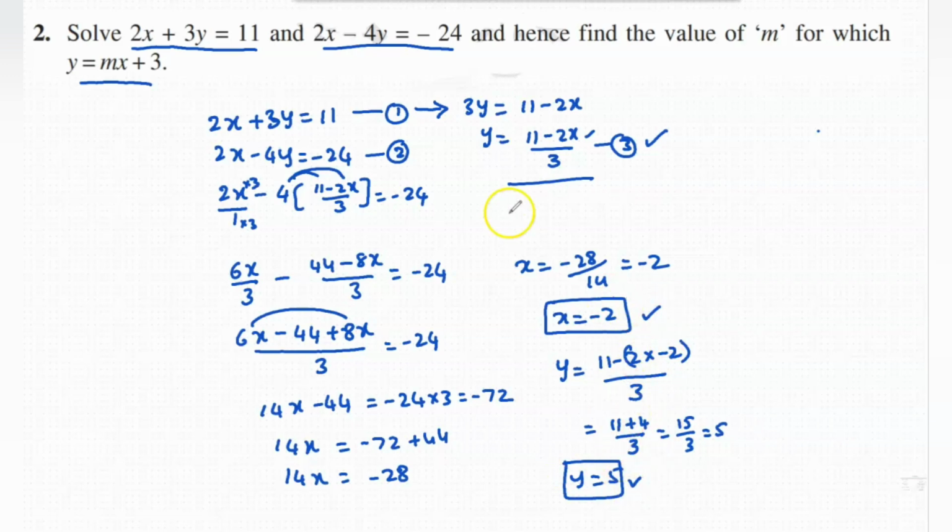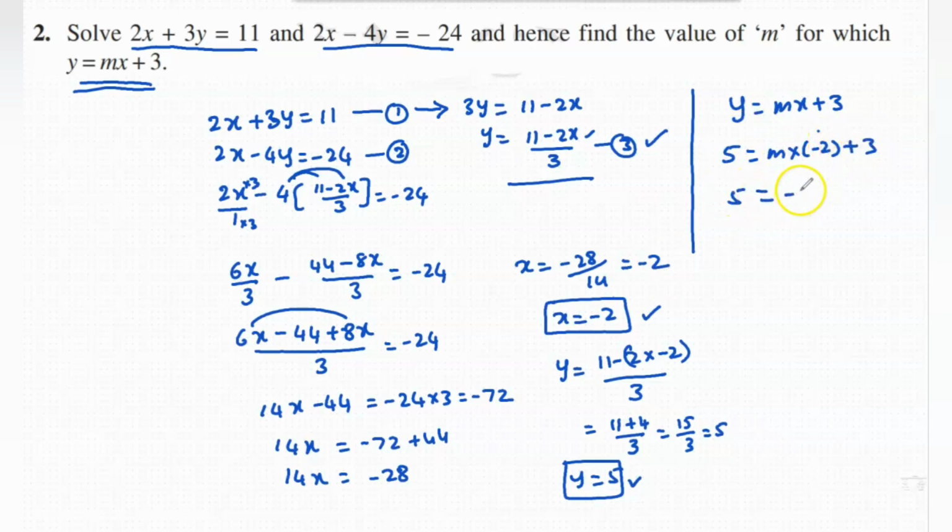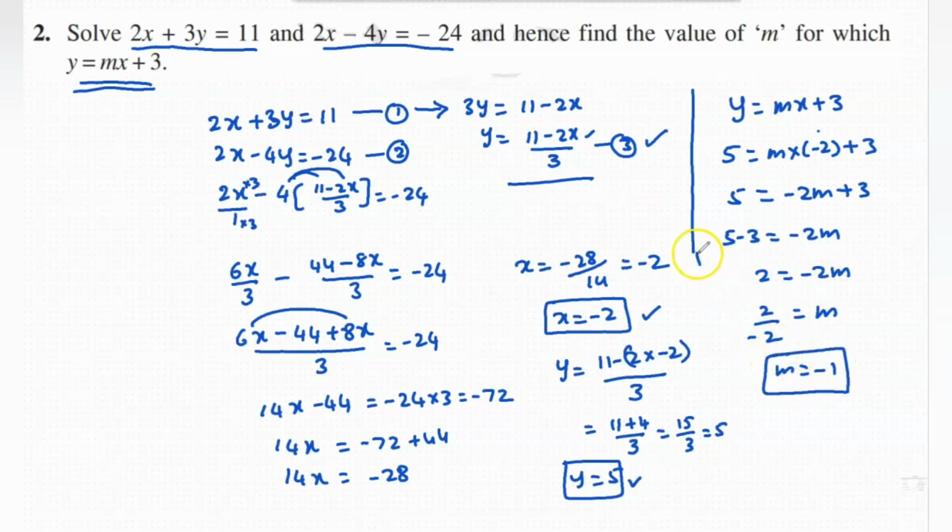So putting these two values in y is equal to mx plus 3, we will find the m value now. The given equation is y is equal to mx plus 3. Substitute the values of x and y in this. Y value is 5, m into x value minus 2 plus 3, so 5 is equal to minus 2m plus 3, which I can send 3 to the other side. So 5 minus 3 is equal to minus 2m, where I can write 2 is equal to minus 2m, and I can send minus 2 to the other side. 2 by minus 2, which is equal to minus 1. So m is equal to minus 1 is the answer.